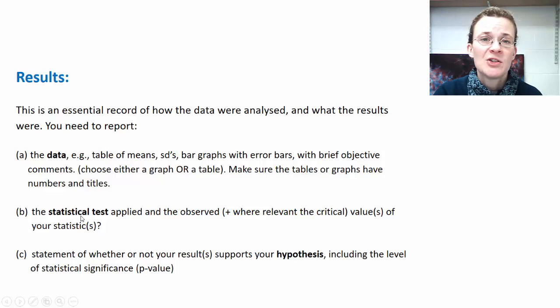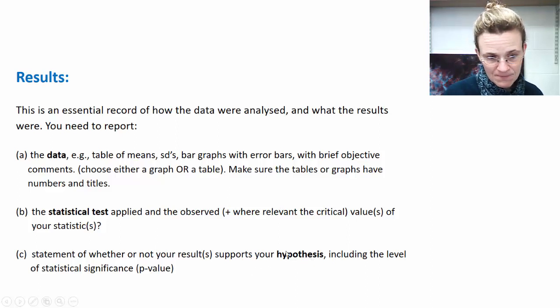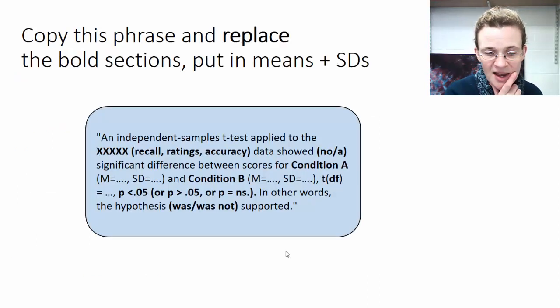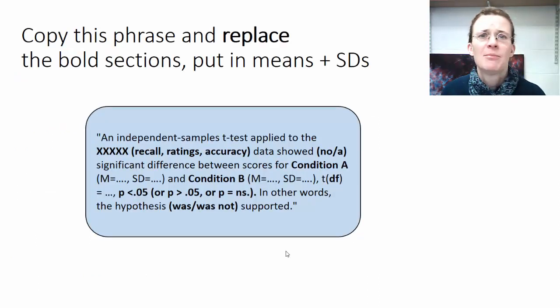You need to write which statistical test you used and what you found with that test, and whether or not it supports your hypothesis. Now, in the results, it's a bit dull, but this is the only paragraph that you need to write. You can literally copy and paste this, replace all the bold parts and put in the means and standard deviations of your study.